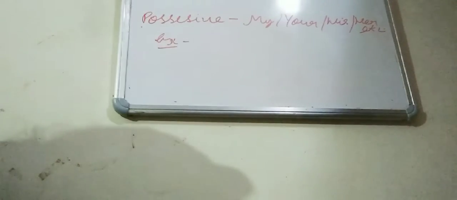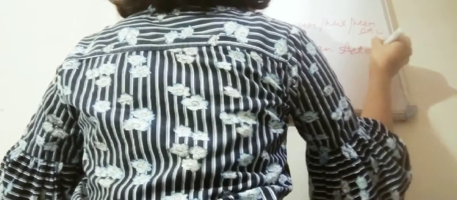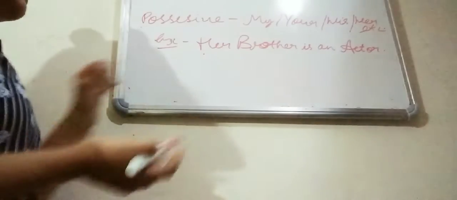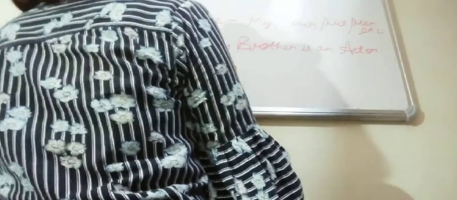So now the example for possessive is: her brother is an actor. We can see that in this sentence, her is a determiner and brother is a noun.